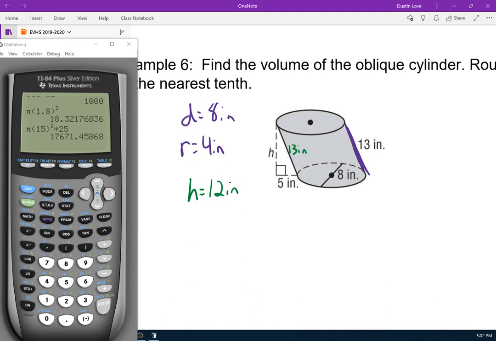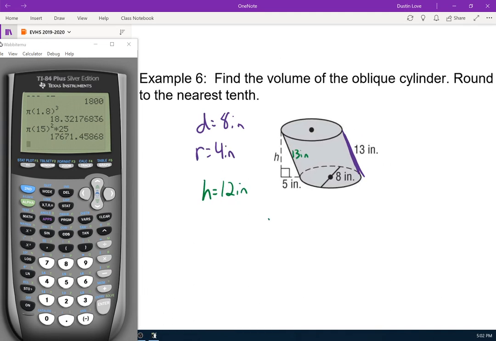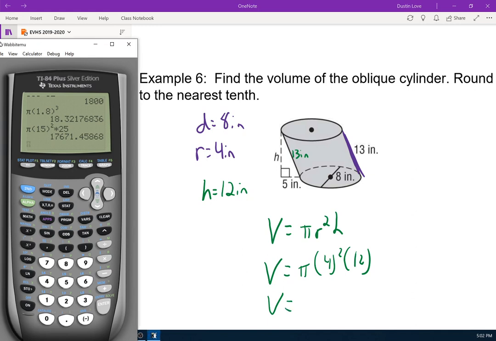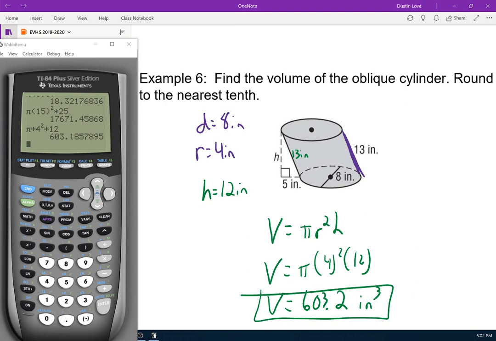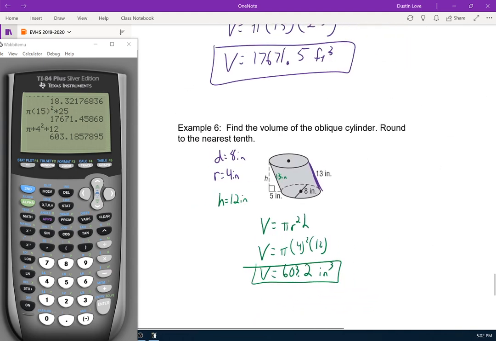So then we're just going to plug in volume equals pi r squared h. Pi times the radius, 4, squared, times 12. Pi times 4 squared times 12 is 603.2 inches cubed. So there you have it.